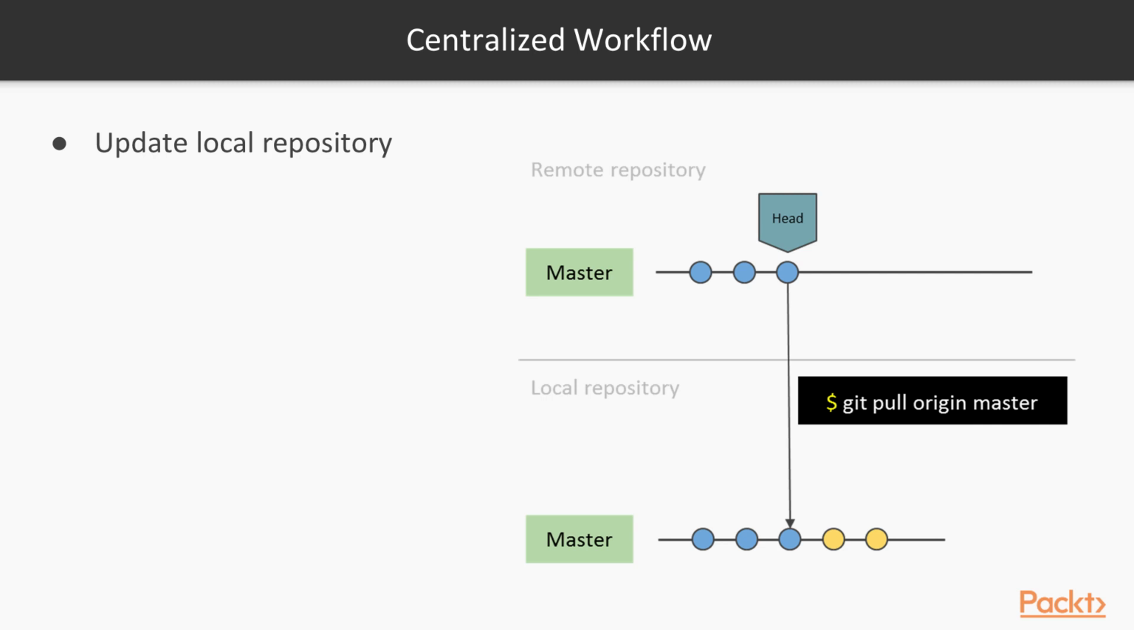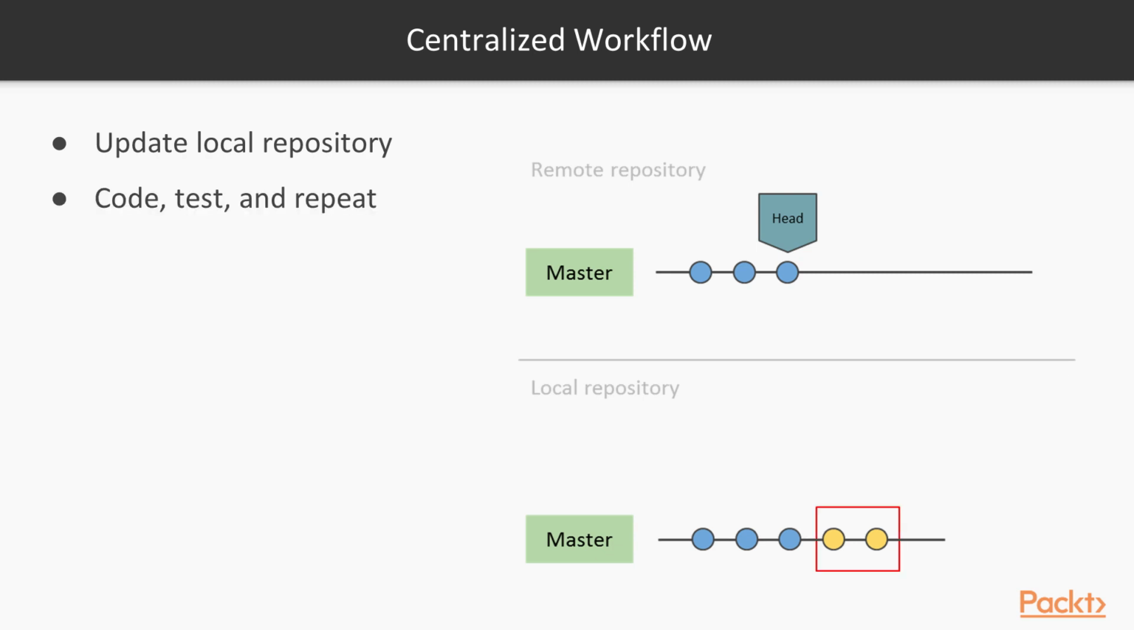So first of all, you have the remote repository, and the head is pointing to the latest commit. The first thing that you need to do is to update your local repository. So you are going to do a git pull origin master, or you need to do a git fetch and after that merge it to your local branch. Once you have all of the changes locally, or your local branch updated, you are good to start your changes.